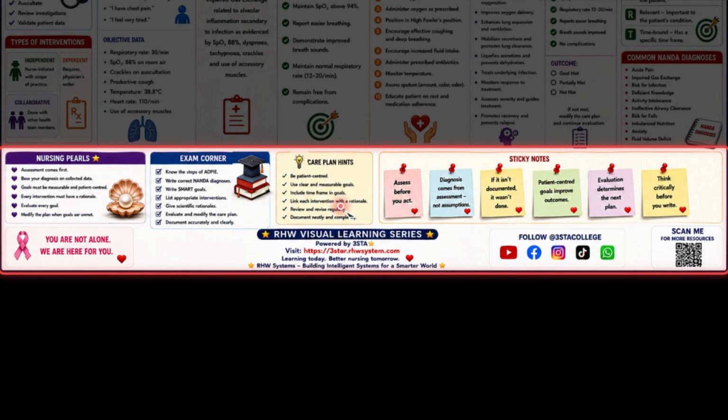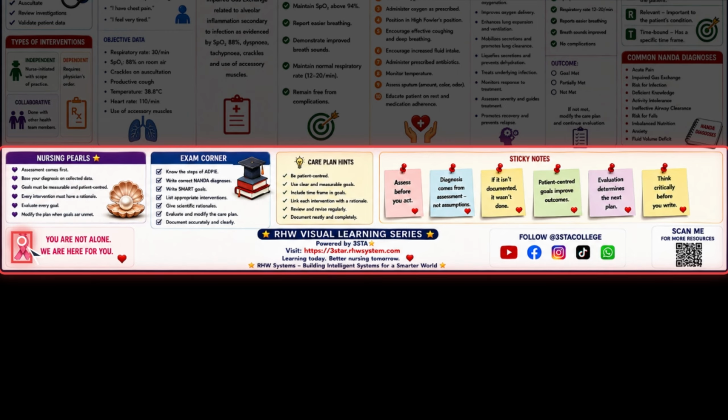For students preparing for exams in our Exam Corner section, memorize the ADPIE steps, master NANDA formatting, write precise SMART goals, pair interventions with physiological rationales, and maintain meticulous documentation. Finally, memorize the cardinal golden rules posted on our clinical sticky notes. Assess before you act. Diagnosis comes directly from objective assessment, never from assumptions.